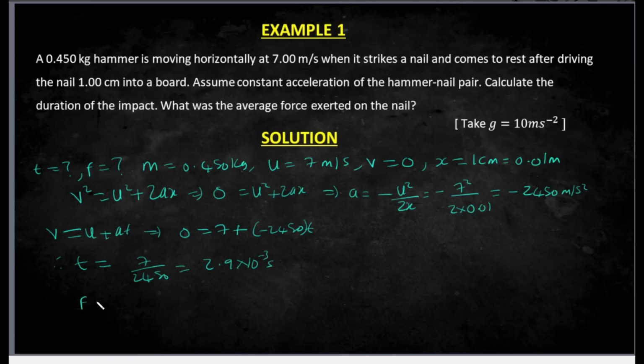Then finally the average force is going to be mass times acceleration. The mass is 0.450 and the acceleration we have calculated is minus 2450. Then our answer is we are going to end up having minus 1102.5 Newton. The minus is because the acceleration is negative, and also the force will be negative because they are in the same direction. So this is the time for which the collision lasts, and this is the average force exerted.